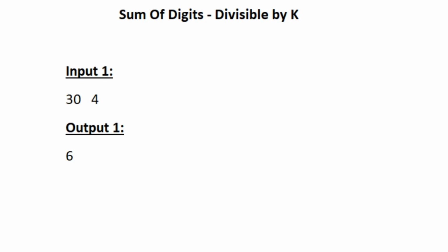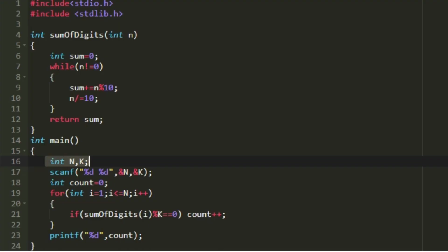Now let us see how to write a C program for this. First I am creating two integers named n and k, and in the next line I am accepting the values of n and k. Then I am creating a new integer variable named count and setting its value to 0. We will use this variable count to count the integer if it is valid. That is, if the sum of digits mod k is equal to 0, then we increment the value of count.